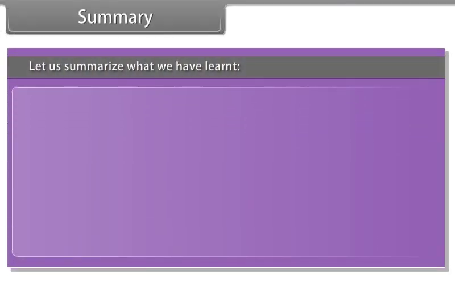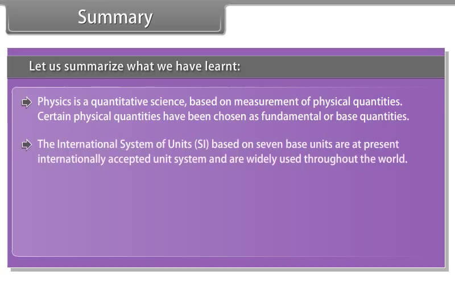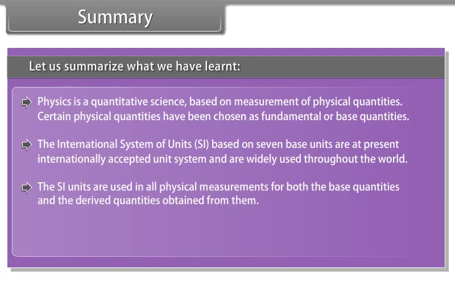Summary. Let us summarize what we have learned. Physics is a quantitative science based on measurement of physical quantities. Certain physical quantities have been chosen as fundamental or base quantities. The International System of Units (SI), based on 7 base units, is at present the internationally accepted unit system and is widely used throughout the world. The SI units are used in all physical measurements for both the base quantities and the derived quantities obtained from them.